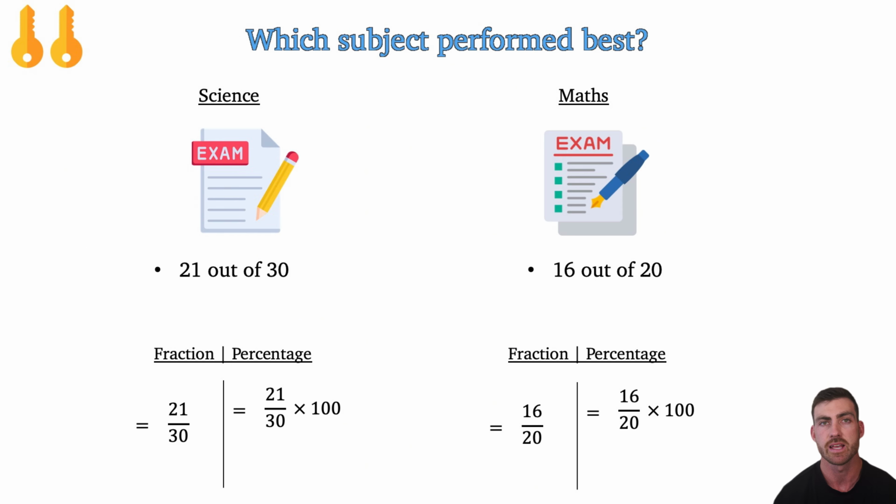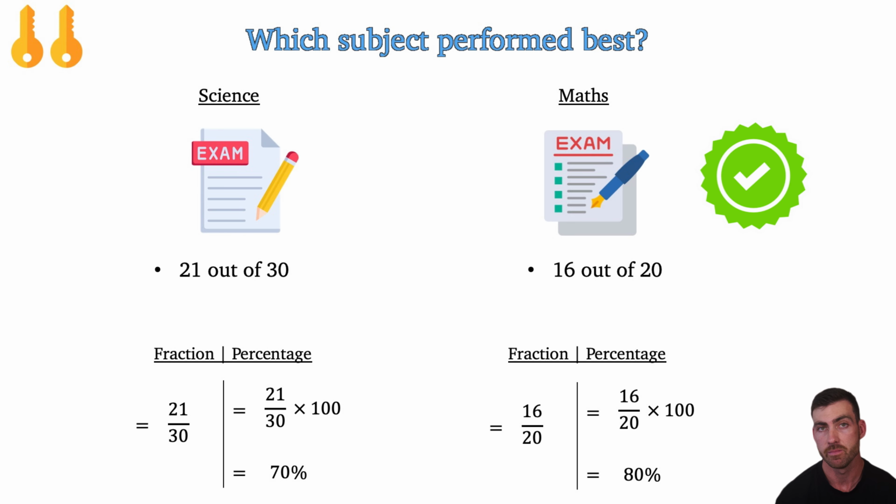Now to convert these to a percentage, we multiply the fraction by 100, using a calculator to help us calculate. For science, we get 70%. For maths, we get 80%. Since percentages are always out of 100, we can now compare them, and then this student performed better in maths.